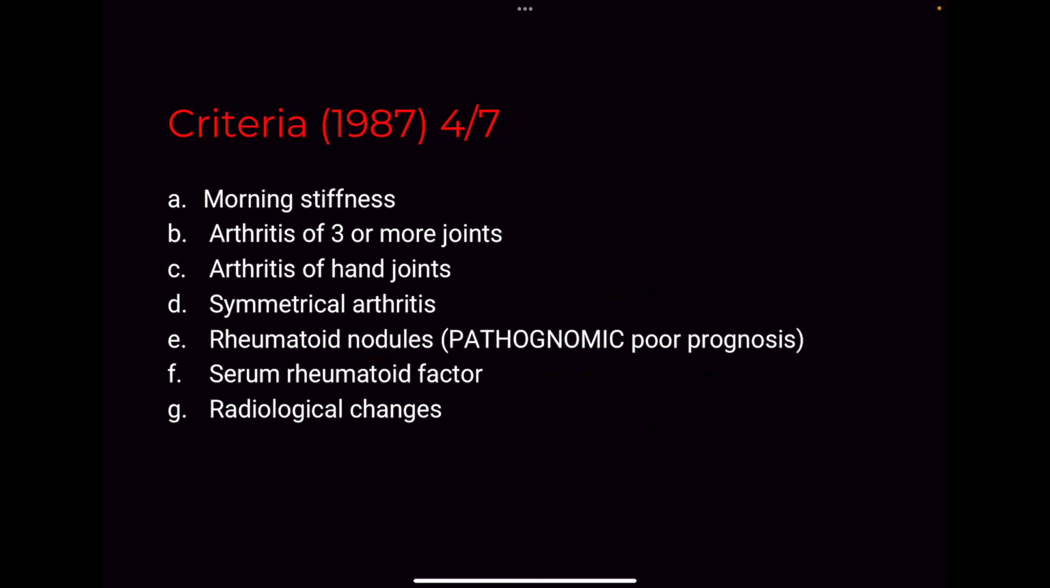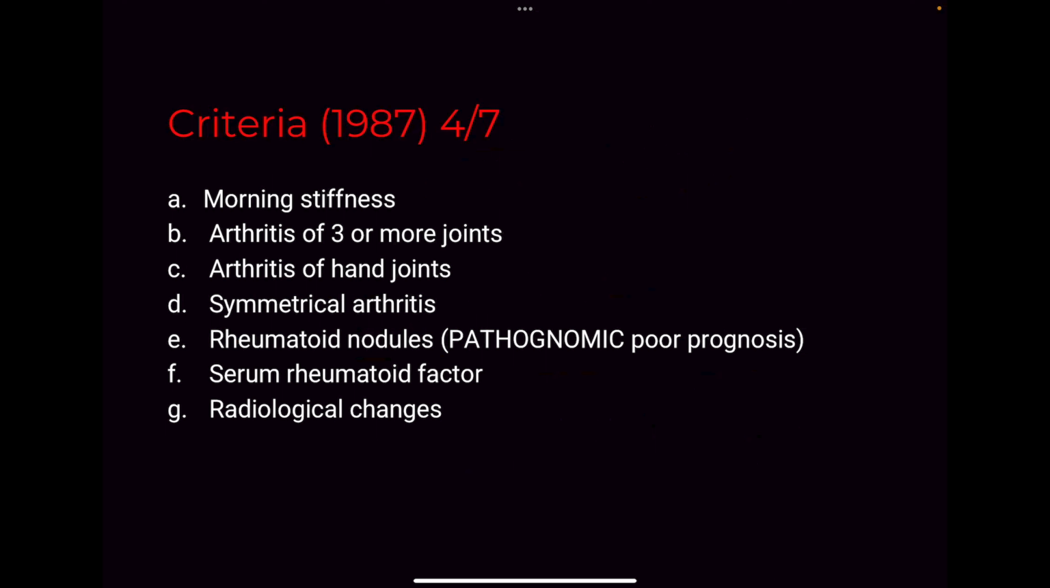So the criteria I displayed here is not a diagnostic criteria, rather it is a classification criteria, which means of the seven features I've displayed here, if the patient presents to you with 4 or more, then you can classify them as rheumatoid arthritis according to this 1987 criteria.